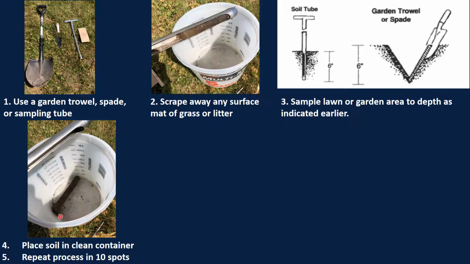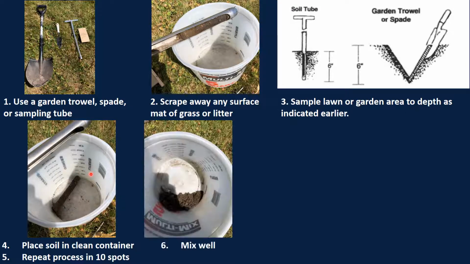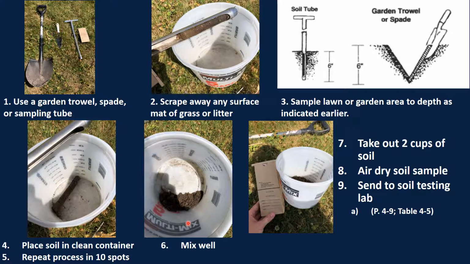So we put that into our sampling bucket, and then we're going to do this process again in about 10 different spots randomly throughout the lawn, throughout the garden, the area that we're sampling. The next thing to do is to mix that sample really well inside that bucket. Break up the clods, break up everything, mix it really well. And then from there, we're going to take about 2 cups. And the 2 cups is what we're going to end up sending to the lab.